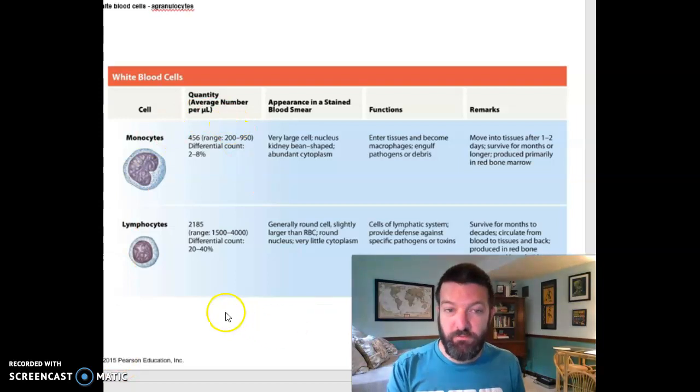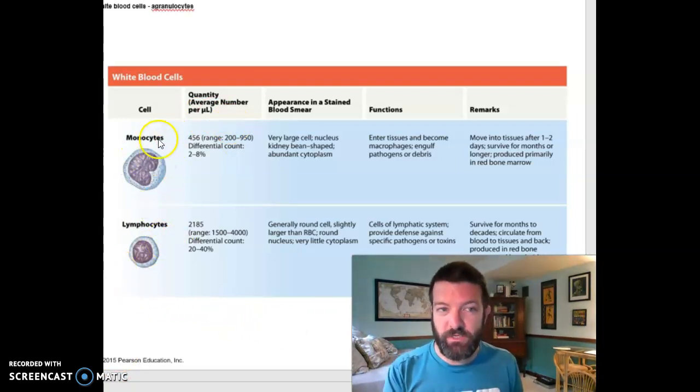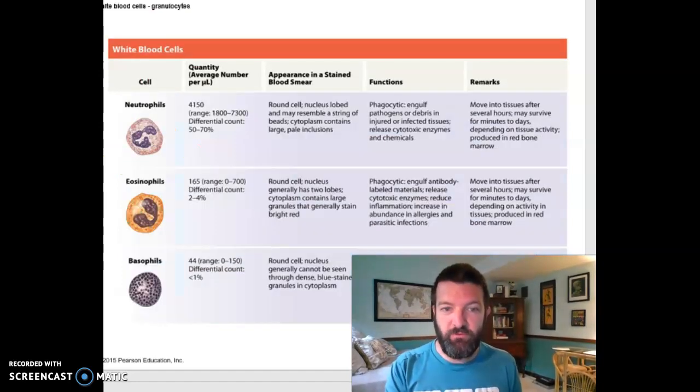In terms of function, lymphocytes are important for specific immunity. Monocytes become macrophages, which eat stuff. Basophils are important for inflammation. Eosinophils take down large parasites like worms and things that have been marked with antibodies, and neutrophils are general fighters that fight off a lot of bacterial infections.